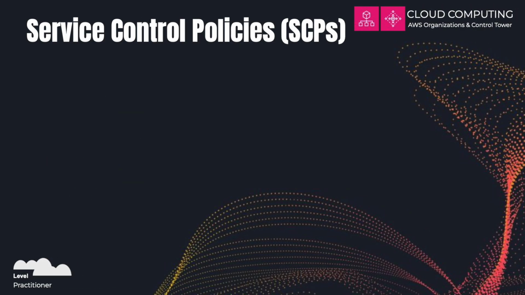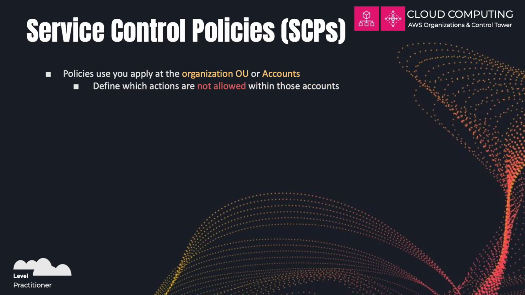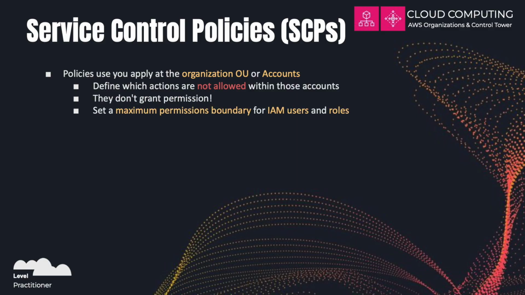Service control policies, or SCPs, are another key feature of AWS Organizations. SCPs are policies you apply at the organization, OU, or account level that define which actions are not allowed in those accounts. They don't grant permissions themselves. Instead, they define the maximum permissions that IAM users and roles can ever have inside those accounts. You can think of an SCP as the master deny filter.